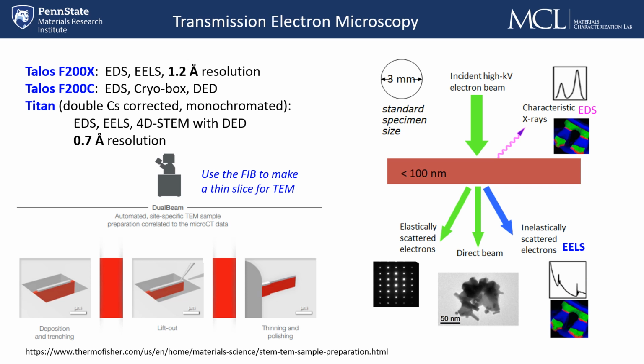So we have a variety of TEMs at Penn State. We have a bunch of different Talos instruments, 2 Talos F200Xs, 1 Talos F200C. They have both STEM and TEM capability with resolutions down to 1.2 angstroms. The Talos C has a retractable cryo box as well and a direct electron detector, so that's good for low-dose imaging, beam-sensitive samples, or biological samples. And then we have our Titan, which is our double aberration-corrected monochromated system. Also has a direct electron detector for doing 4D STEM. We can do EELS and EDS, and because of the aberration correctors, we can get sub-angstrom resolution with our Titan.